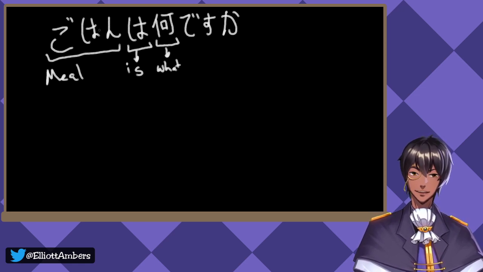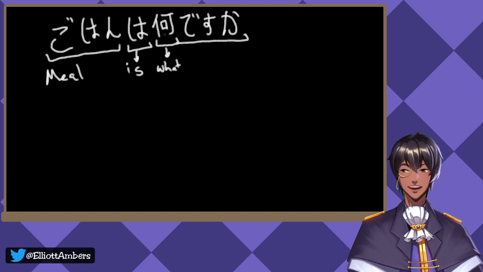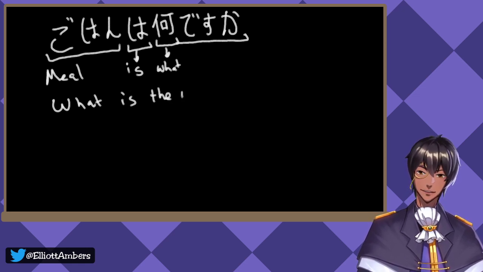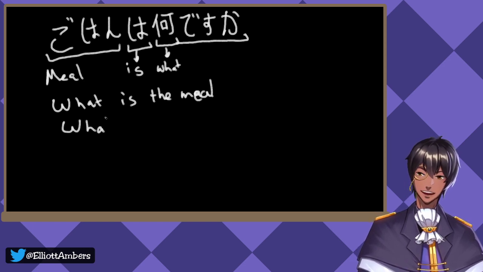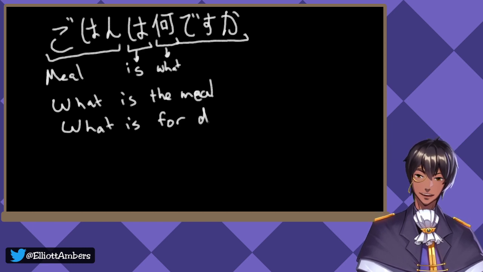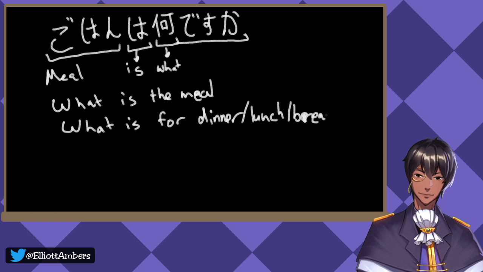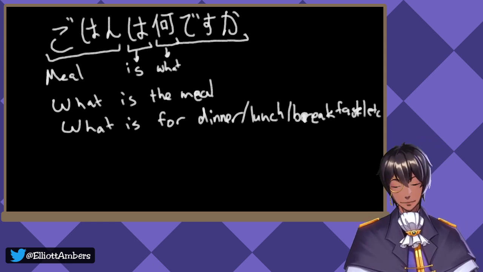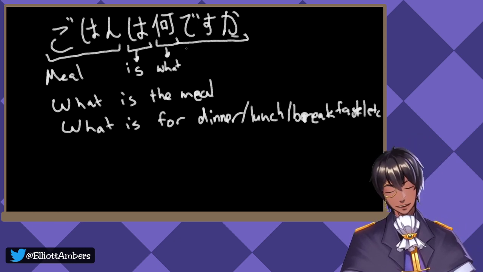So we break it down. Gohan talks about the meal. Wa is that term for is, that state of being. And the nan desu ka, really the whole thing here serves as the what part of it. So formally this would be, what is the meal? Or if we want to say it in a term that makes more sense in our language, it would be something similar to, what is for dinner, lunch, breakfast, etc. Right? And again, it's because we have that ka at the end that we know that this is going to be a question.